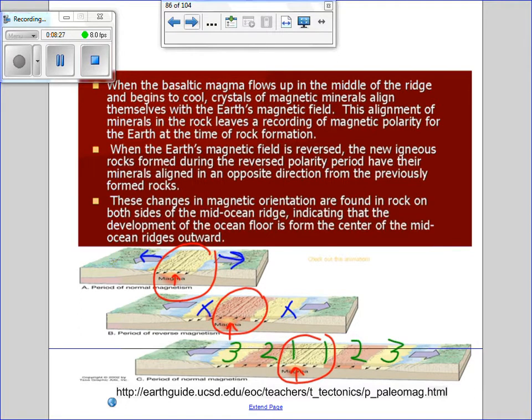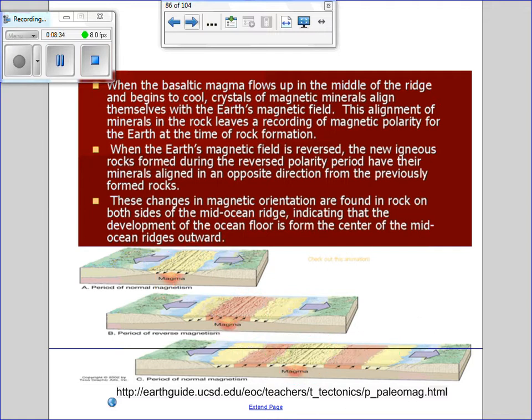And say, why do we see the same exact pattern on either side of the ridge? Well, again, it supports the idea that those rocks are being made at the mid-ocean ridge, being pulled out each direction, right? And again, it supports seafloor spreading. Same exact pattern on either side.